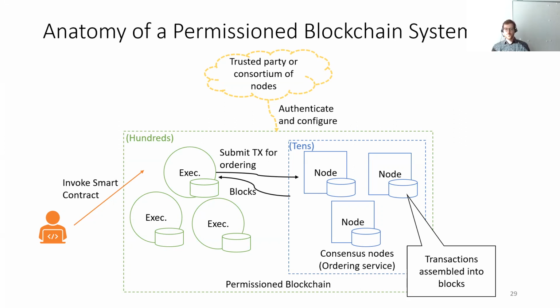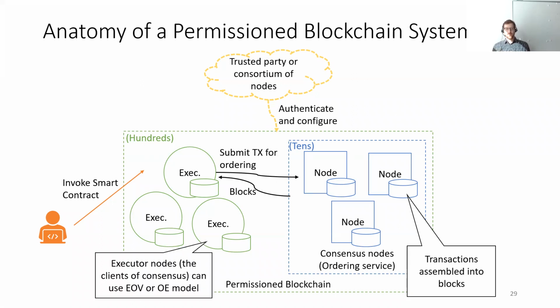As you can see, in these systems, typically you would think of the nodes involved in consensus in the order of tens, and then the nodes which are executing smart contracts in the order of hundreds. Again, these numbers might differ, and there could be larger or smaller systems, but this is just to give you a feeling for the size that most of these systems in practice are being considered.